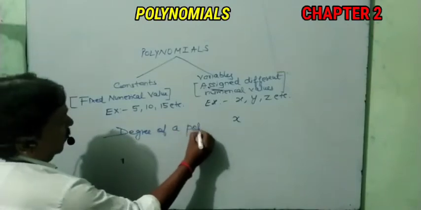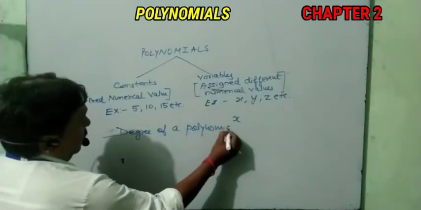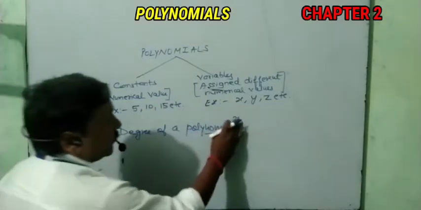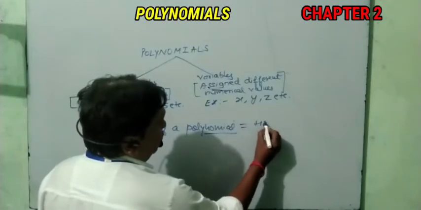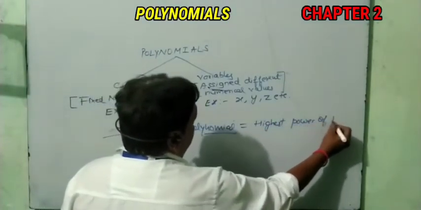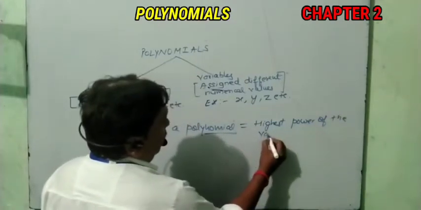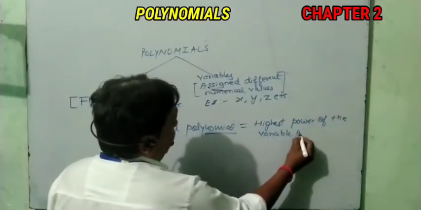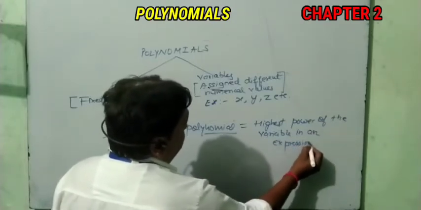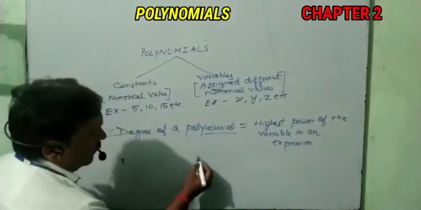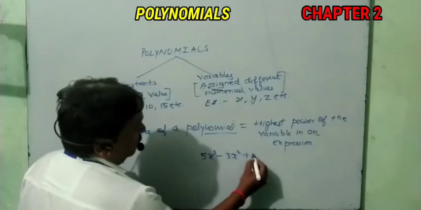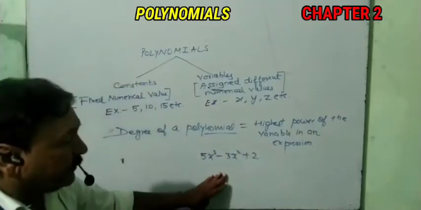Degree of a polynomial is a very important thing. See, the degree of a polynomial means the highest power of the variable in an expression. For example, suppose I take 5x cube minus 3x square plus 2. It is an expression.